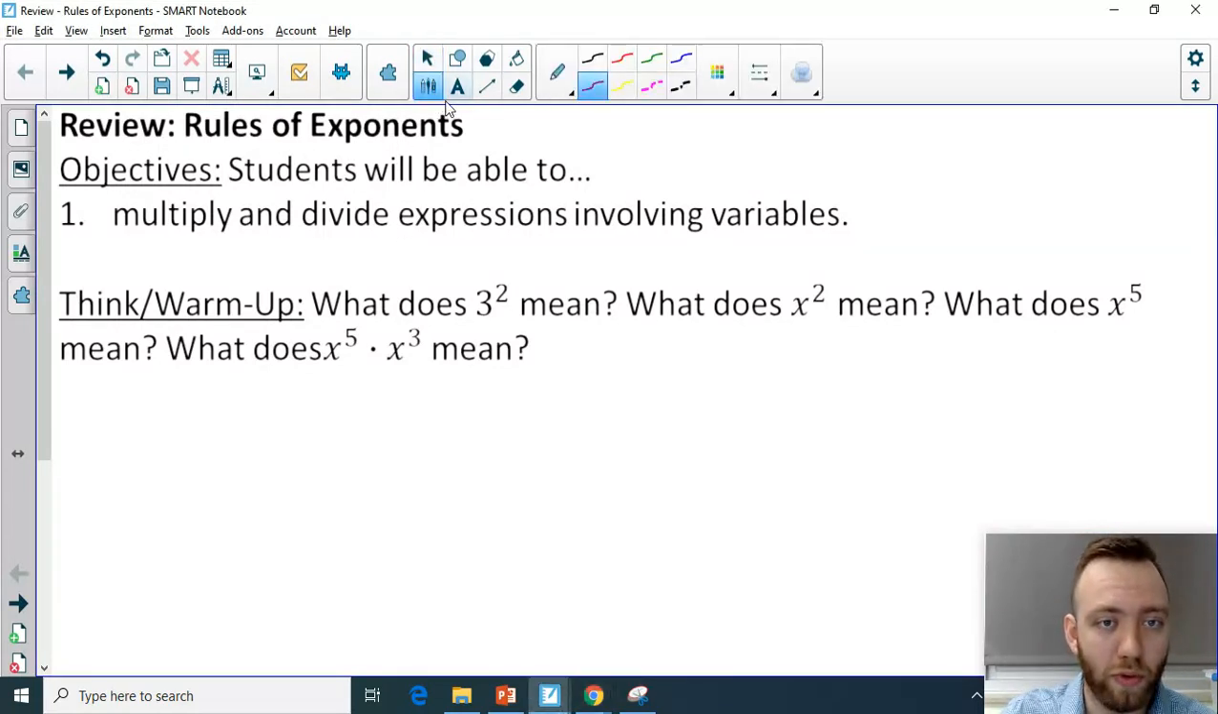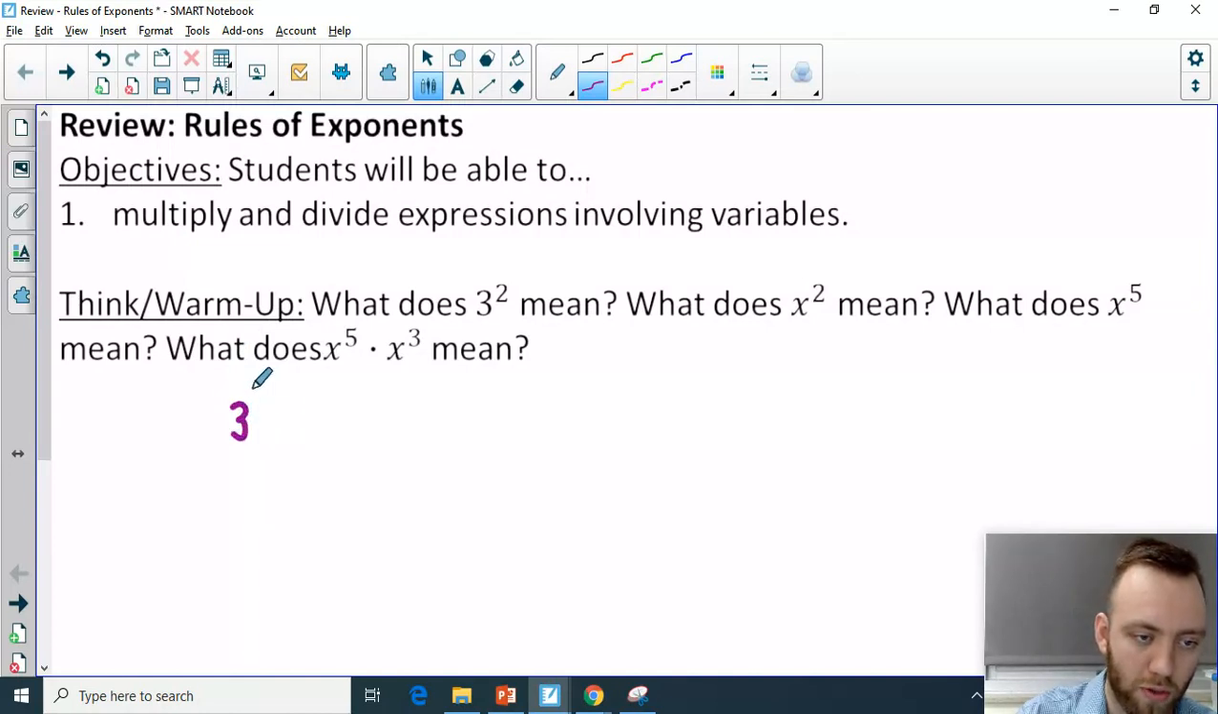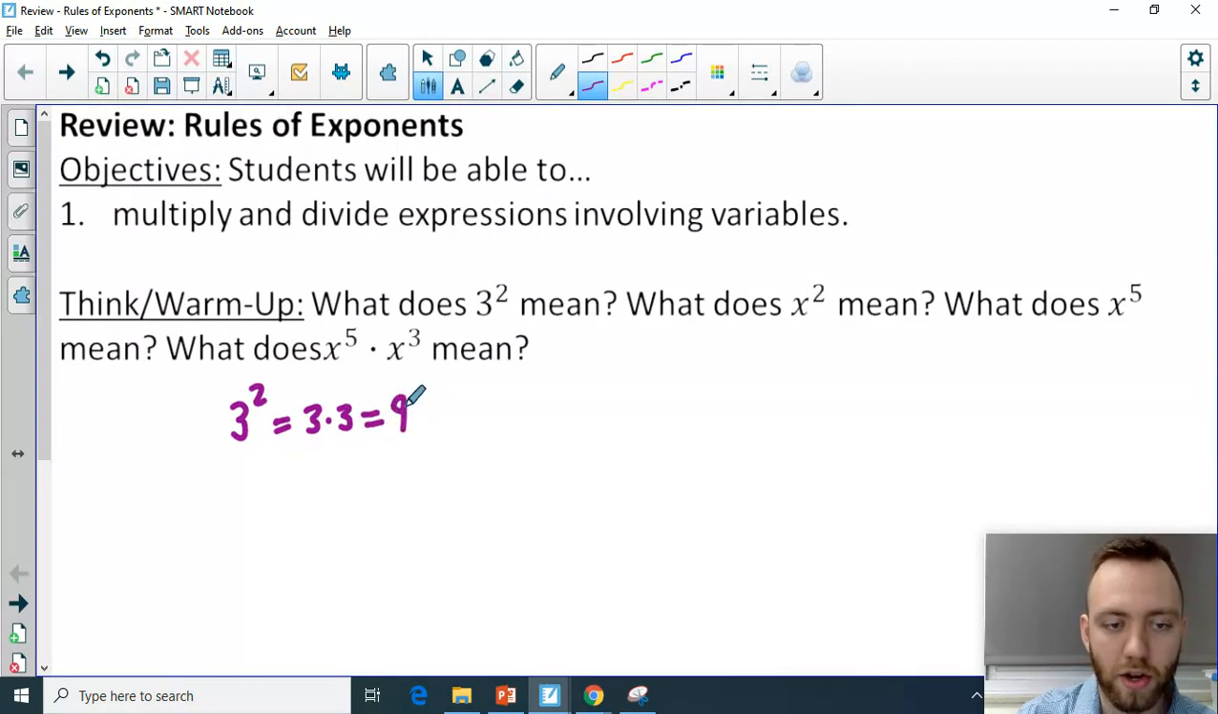So for this think/warm-up, I have, what does 3 squared mean? Well, 3 squared really means 3 times itself, right? That's what squared means. Something times itself, which 3 times 3 is going to be 9. I know that most of us know this, and I think all of us actually know this, but I think it's just a matter of breaking bad habits. A lot of times when we see 3 squared, we want to just do 3 times 2, which is 6, but we need to remember that it's 3 times 3, which is 9.